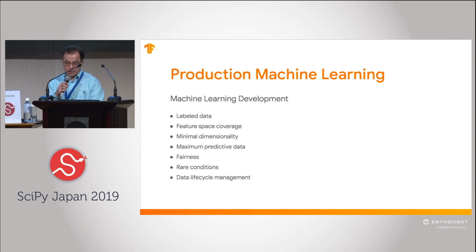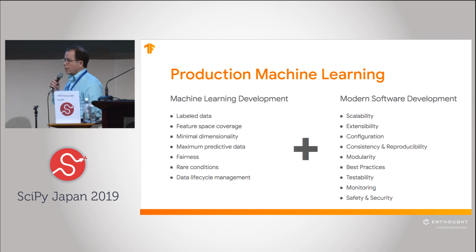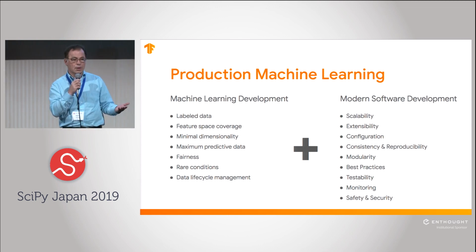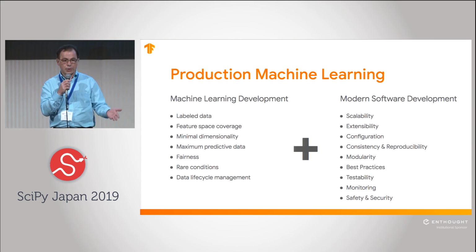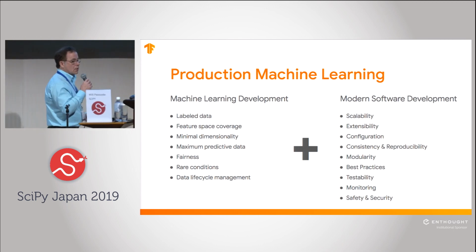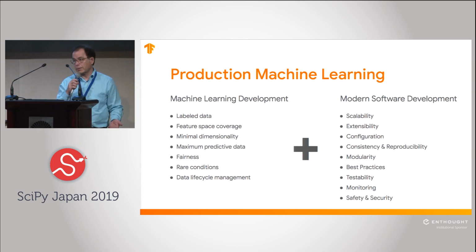But for production, you also have to think about modern software development and all of the issues with taking a software solution, a software application, and putting it into production and maintaining it in production. So things like testability become very important. Scalability becomes very important. Just good software practice like modularity becomes very important.